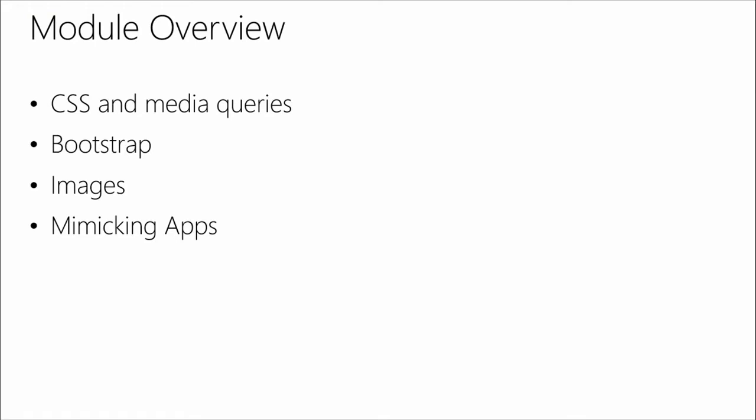Now, we want to start off with CSS and media queries, because again, like I said in the prior module, you do want to avoid using JavaScript whenever possible. So if we can do it with CSS, let's do it with CSS. So we'll go in and take a look at our media queries. The next section, we're going to introduce Bootstrap. Now, there is a full MVA that John Galloway and I did on Bootstrap. If you go to mva.ms, just do a search for Bootstrap, you can go ahead and find that.